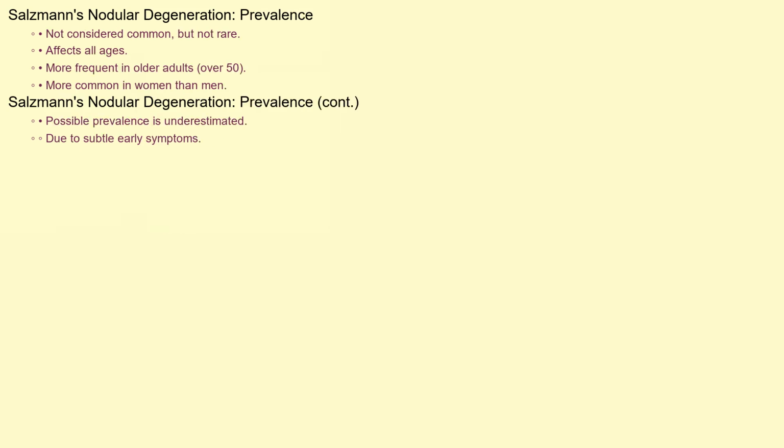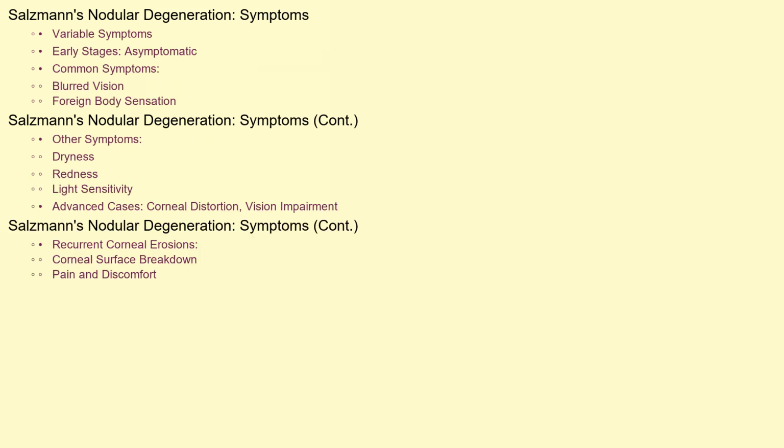Salzmann's nodular degeneration isn't considered a particularly common condition, but it's also not rare. It affects people of all ages, although it's more frequently diagnosed in older adults, typically those over the age of 50. Women are also affected more often than men. However, due to the often subtle nature of the early symptoms, it's possible that the true prevalence of S&D is underestimated.